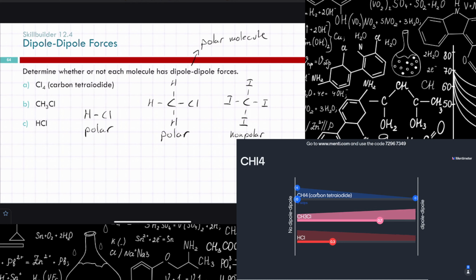Whatever's closest to, so fluorine is the most electronegative. So if it's closer to fluorine, it's more electronegative.